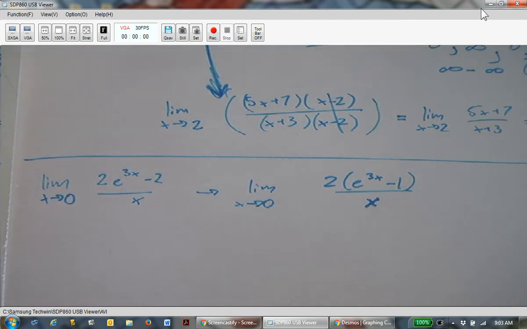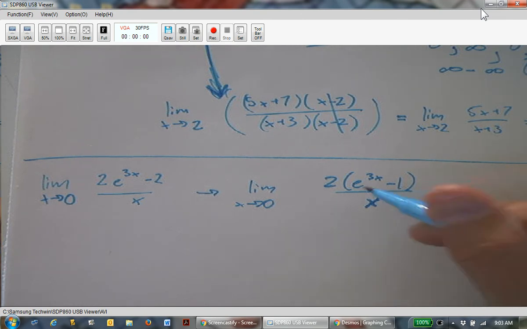So does that help us though? What if I plugged in 0 now? There's still an x on the bottom. You have to get rid of that x. Okay, so you would get the limit, and then that'd be 2 times e to 3 times 0 minus 1.